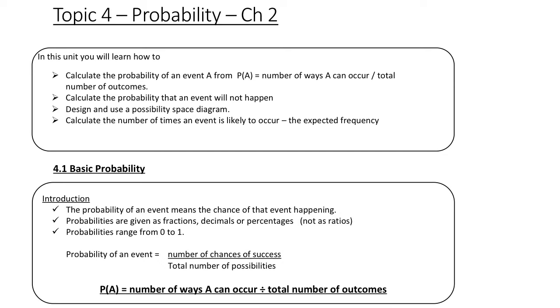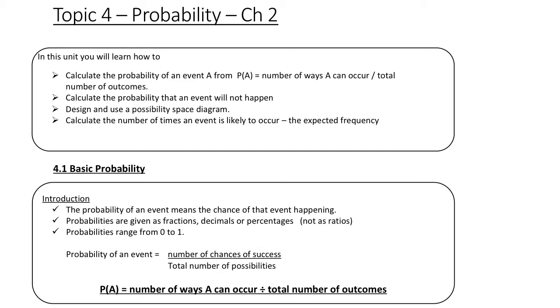Topic 4, probability. In this unit, we'll be learning how to calculate the probability of an event. We'll be able to calculate the probability that an event will not happen. We'll design and use a possibility space diagram, and we'll calculate the number of times an event is likely to occur. And this is called the expected frequency.